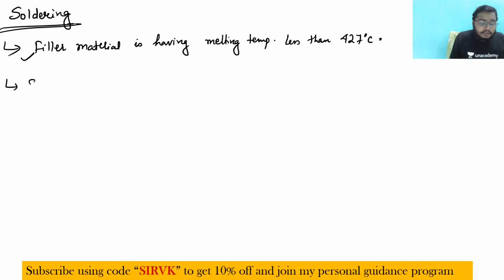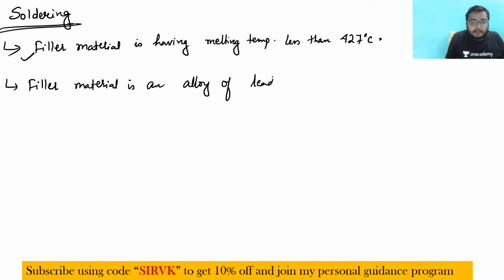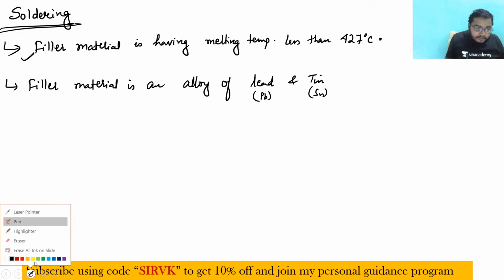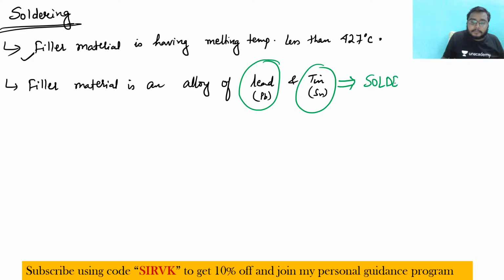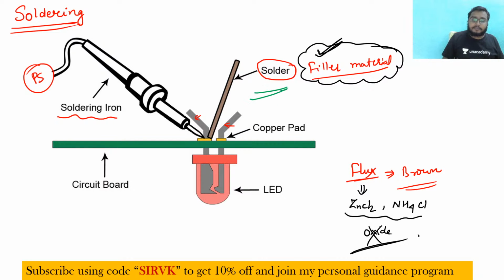Now what is the next point? The next point is that the filler material is an alloy of lead and tin. Fine, so lead is written as Pb and tin is written as Sn. So this alloy is made of lead and tin, and this is known as solder. We have seen these things, this is solder.